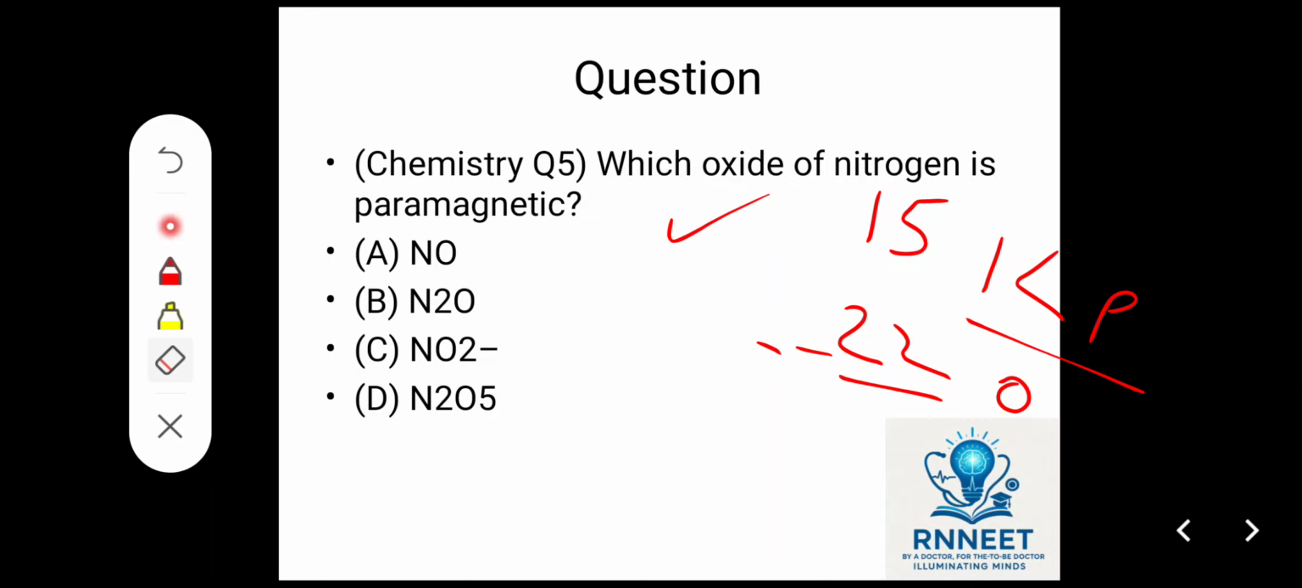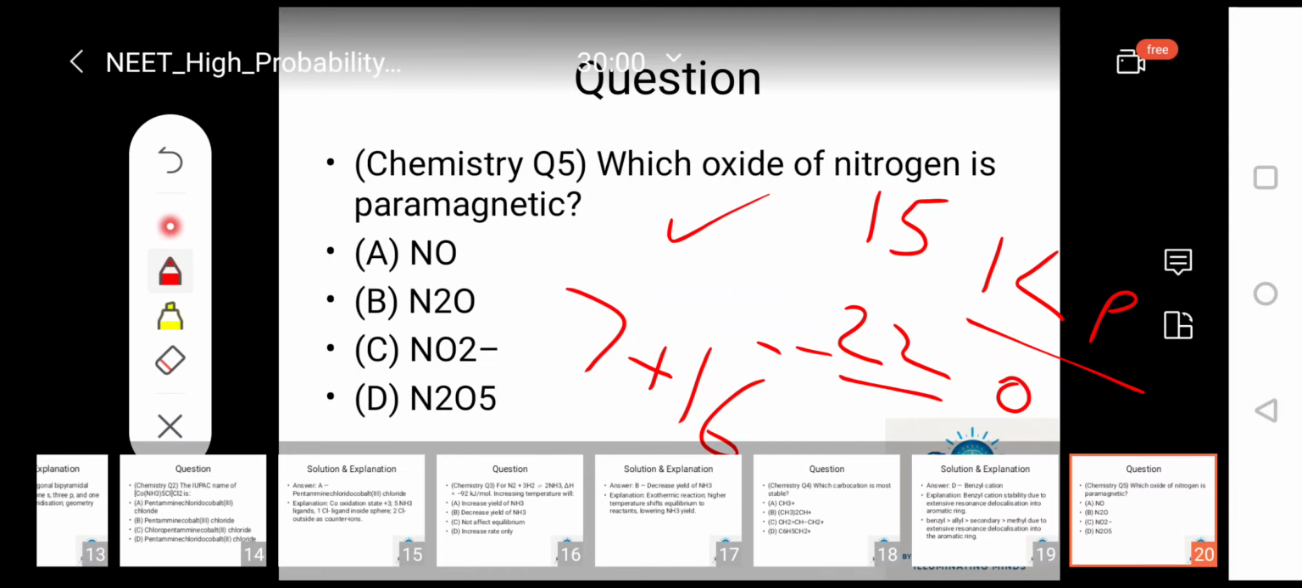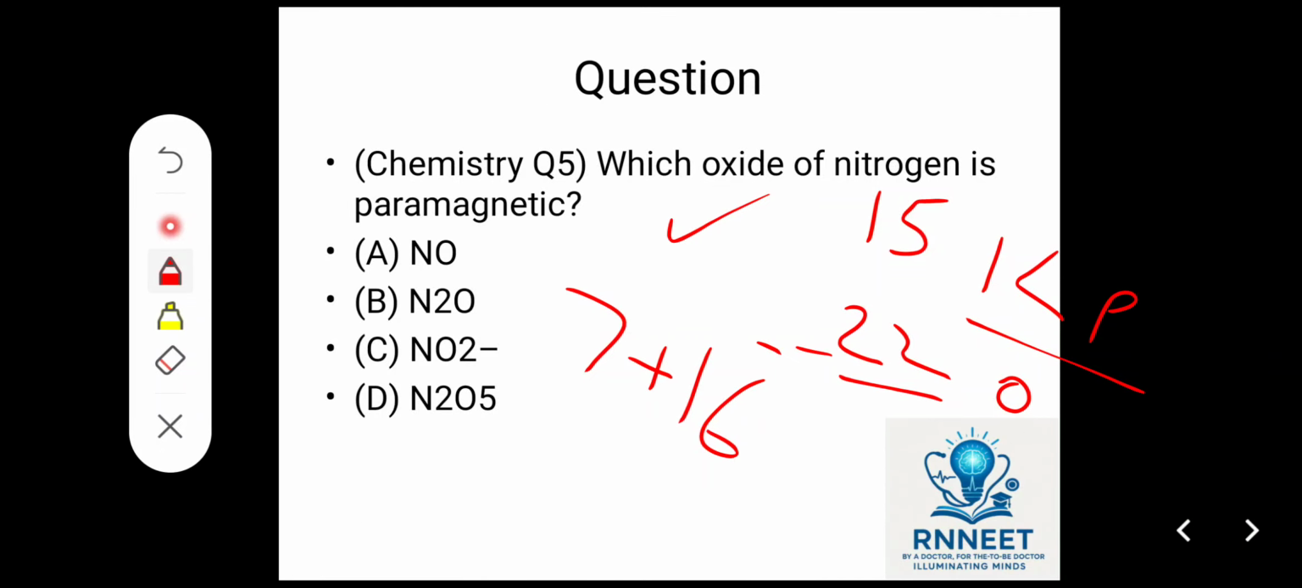NO2 minus. Now you know NO2. N is how much? 7. O2 is 16. 7 plus 16 is 23, right? It has got odd electrons. Similarly, it could have one lone pair, but in NO2 minus, there is one extra electron. So that means one electron is added to it, which makes it 24. So this is 24, right? So the third one is 24.